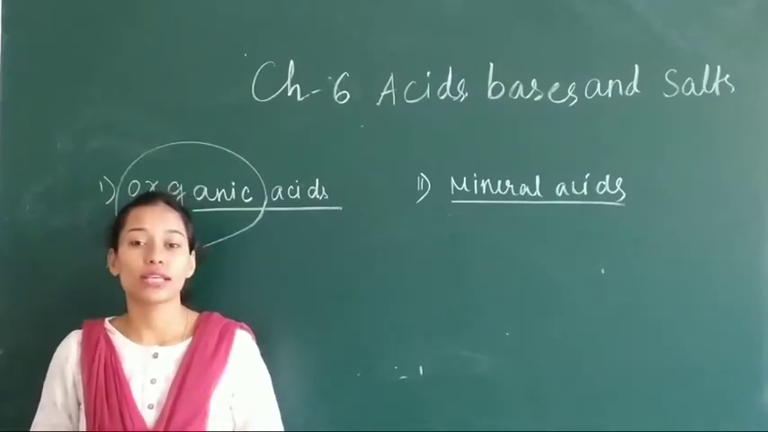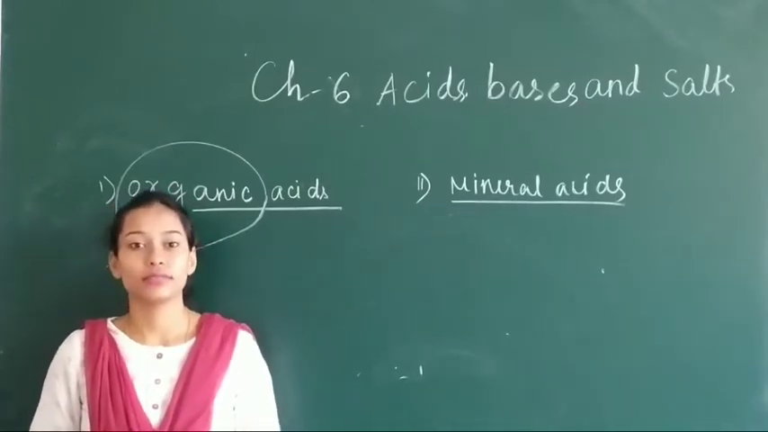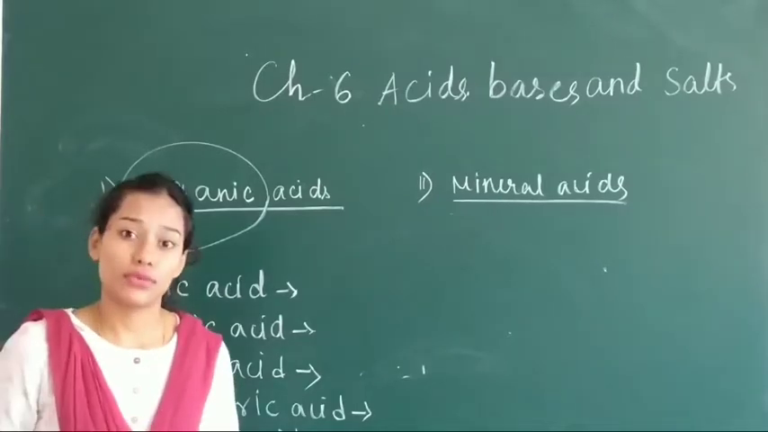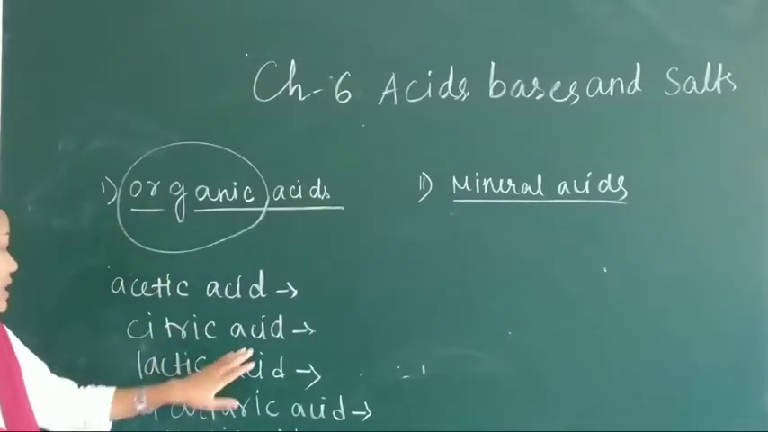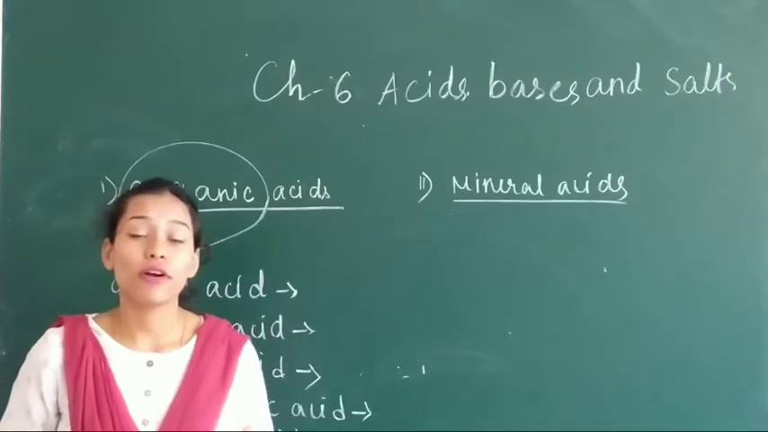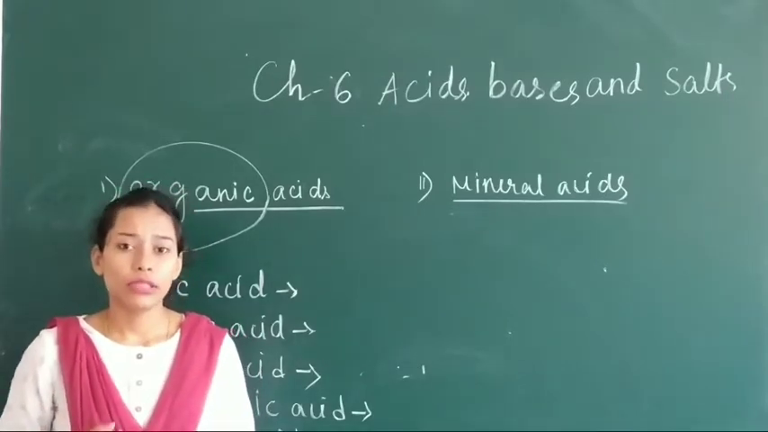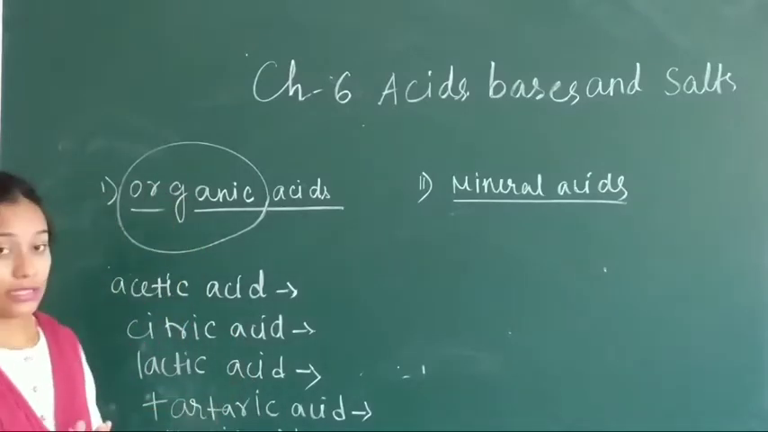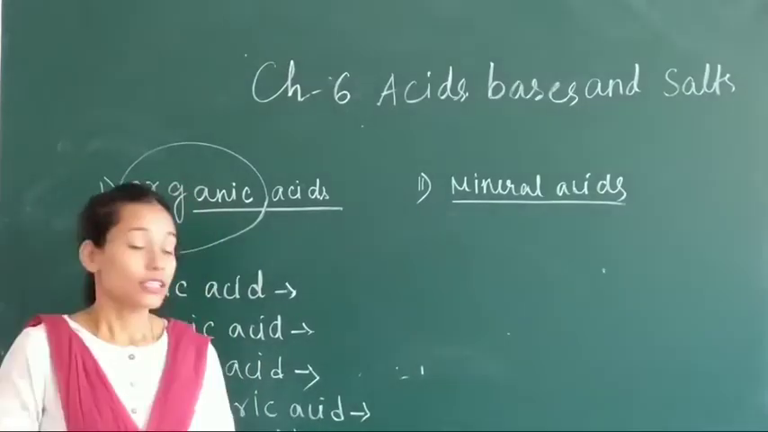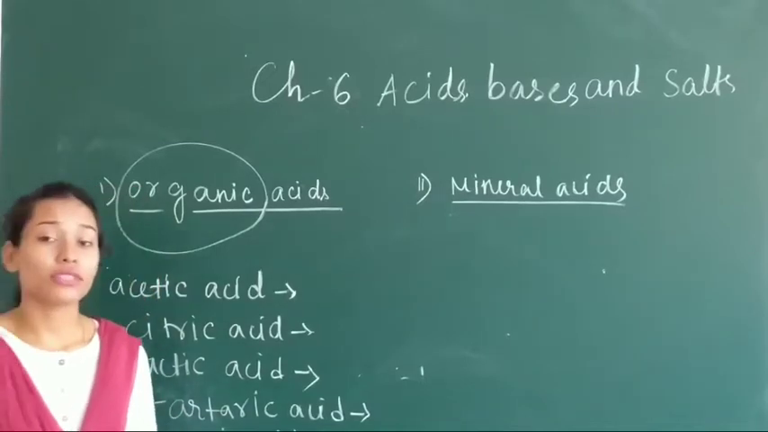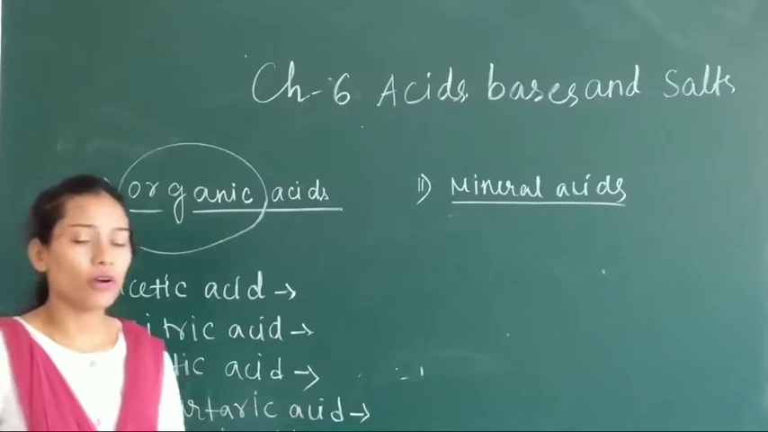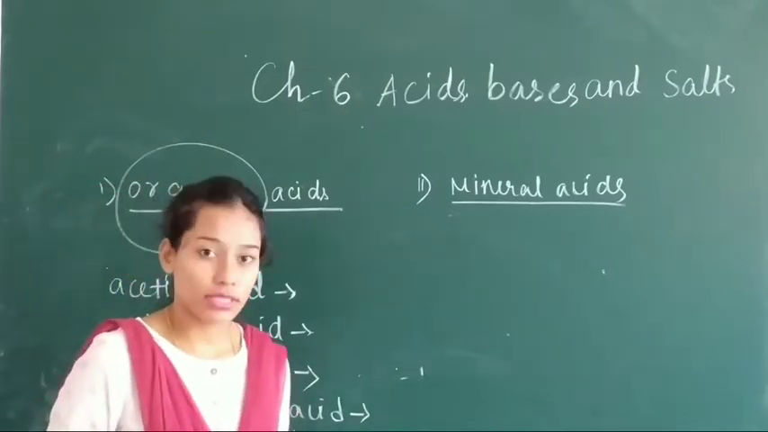Okay. Now we will go to the examples of some organic acids. Now you see, acetic acid. It is found in rotten fruits. Okay. Citric acid. This citric acid is usually found in citrus fruits like lemon, oranges, like that. Okay. Lactic acid is found in milk. Tartaric acid is usually found in grapes, apples. Oxalic acid is usually found in nuts, green leafy vegetables.